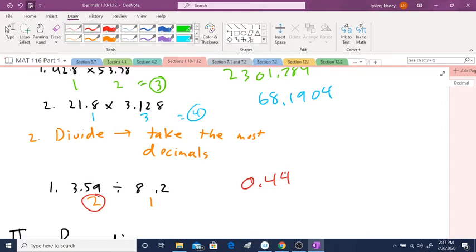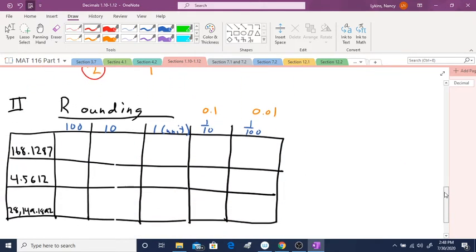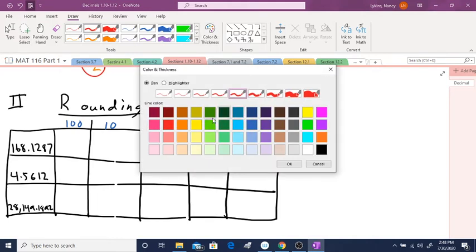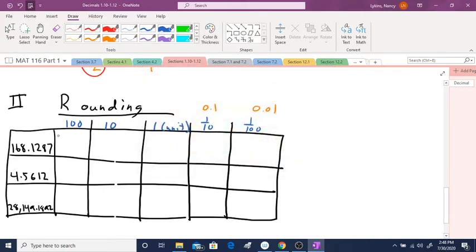Okay, now rounding. I'm going to use this table to show you what each one of these would look like. As you're looking at this and writing this down, I'm going to go ahead and write every one of these numbers. I'm going to fill in the blanks. Okay, and I'm going to show you what you need from this. So I'm going to do the first example. At any time, you can always pause it and come back to it as well.